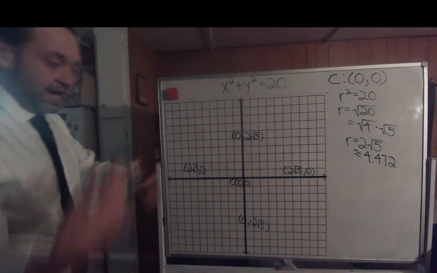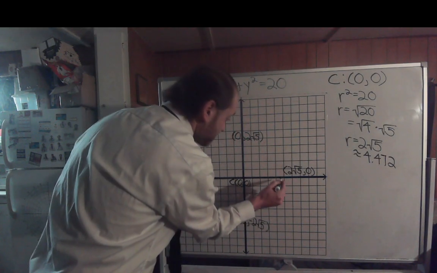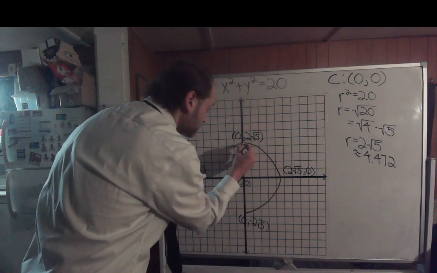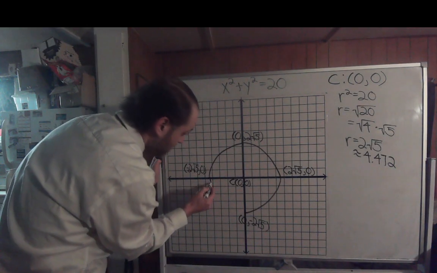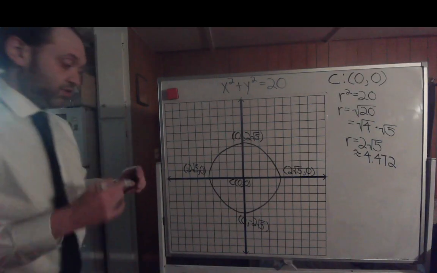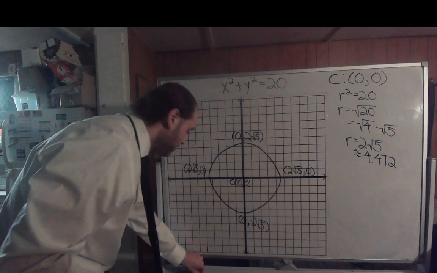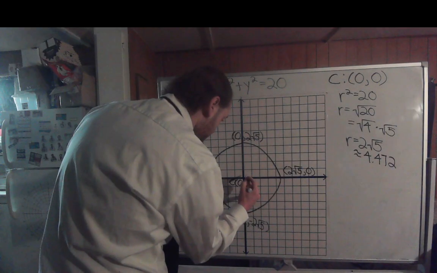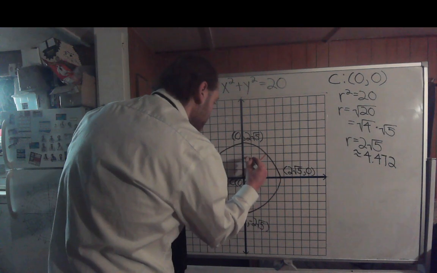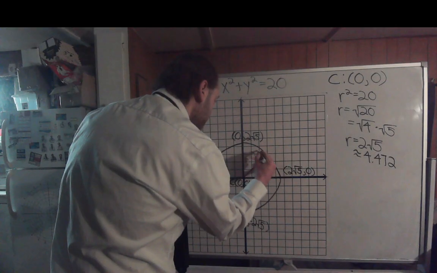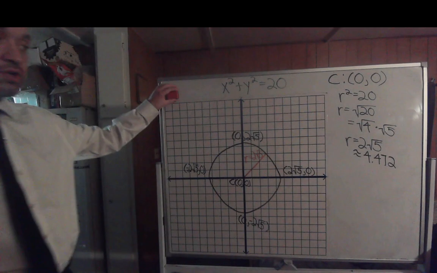Okay, now that we have all that, let's go ahead and start drawing a circle. And there is your circle at center 0, 0 with a radius of 2 times the square root of 5. And if you feel so inclined, draw yourself a radius to one edge, that the radius equals 2 times the square root of 5. And there you go. You have officially graphed your circle.